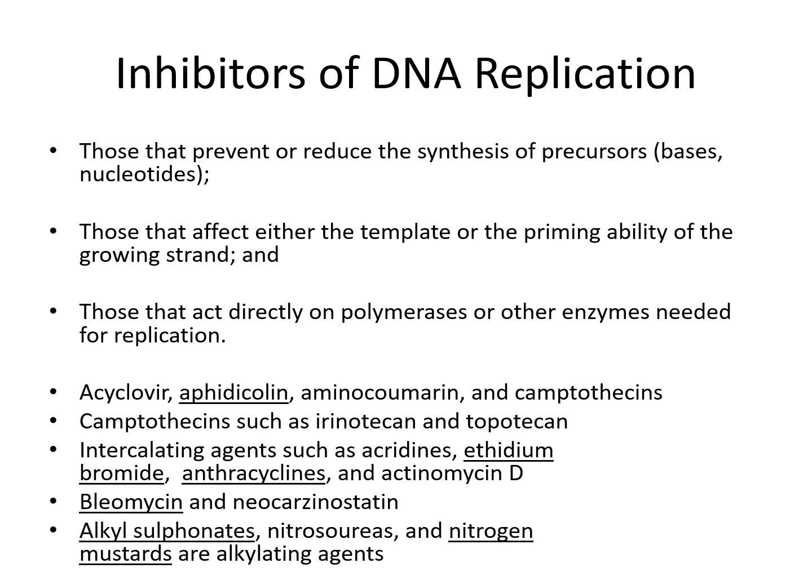So for example, inhibitors acting on DNA polymerase and other enzymes of DNA synthesis include acyclovir, aminocoumarin, and camptothecin. So these are the examples that scientists developed that can be used to prevent disease through the control of DNA replication.